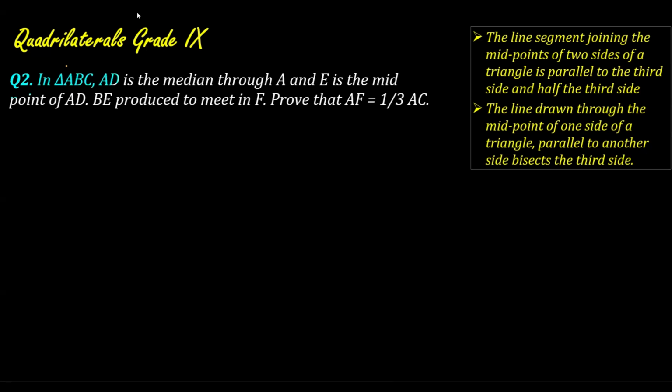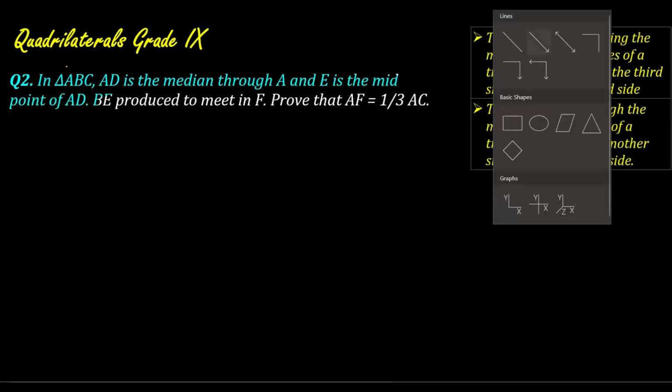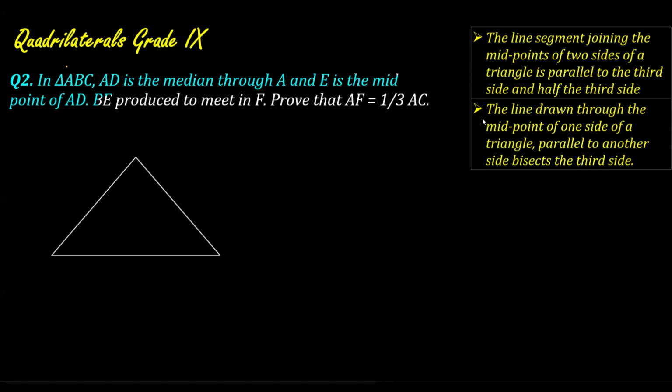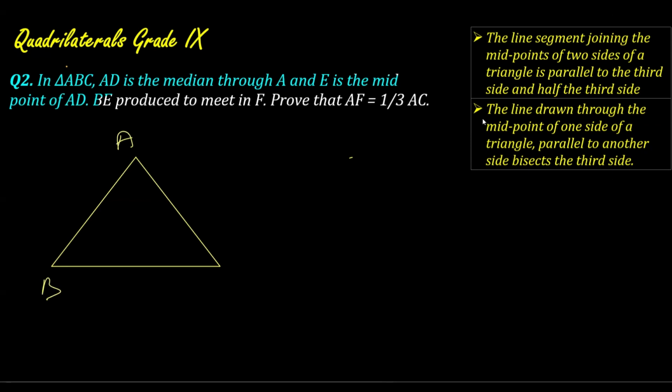In the second question, it says in a triangle ABC, AD is the median through A and E is the midpoint of AD. So let's say first I'll draw a triangle here and name this triangle ABC. Further, we are given that AD is a median. So what is a median? It is a line joining the midpoint of a side with its opposite vertex. So this is going to be the median here, that is AD.